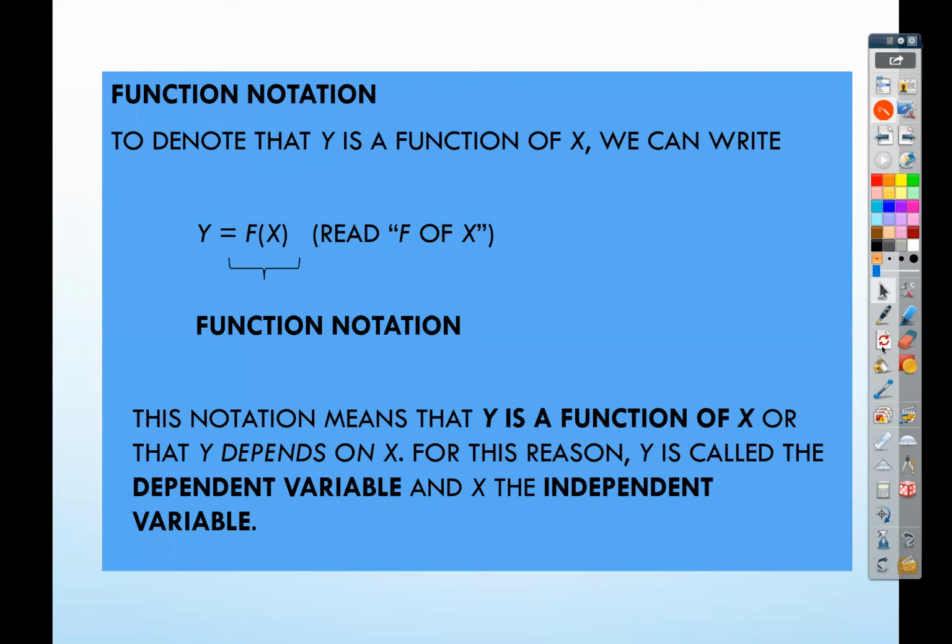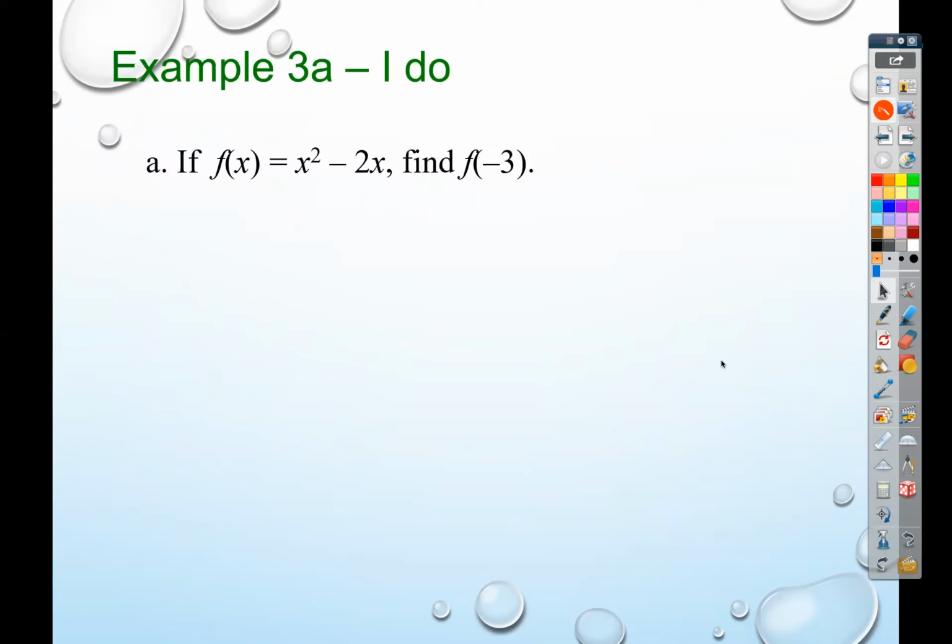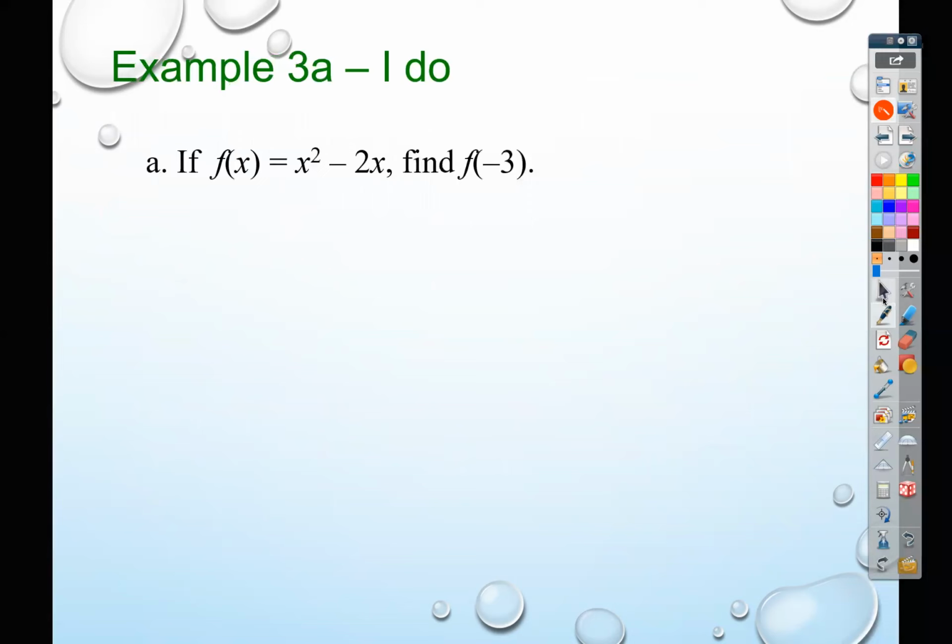Now we're going to go into function notation. So we've done this a little bit to denote that y is a function of x. We can write it as y equals f of x. So the notation means that y is a function of x, or that y depends on x. For this reason, y is called the dependent variable and x is the independent variable. So what do you do with that?